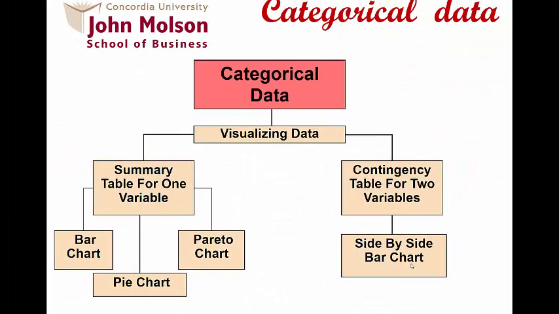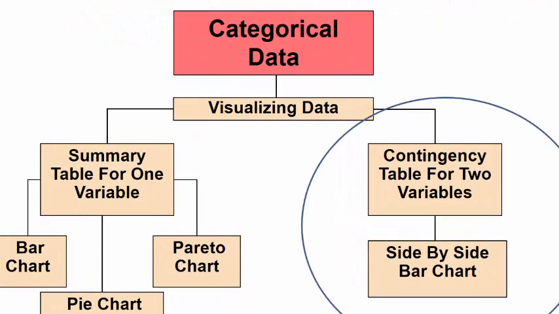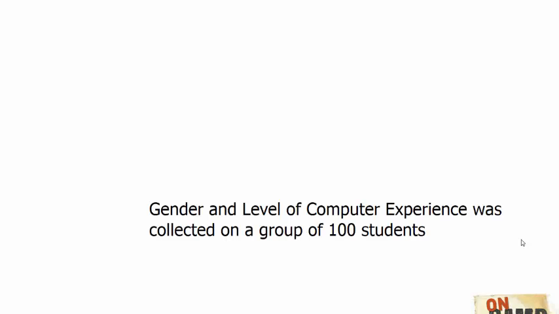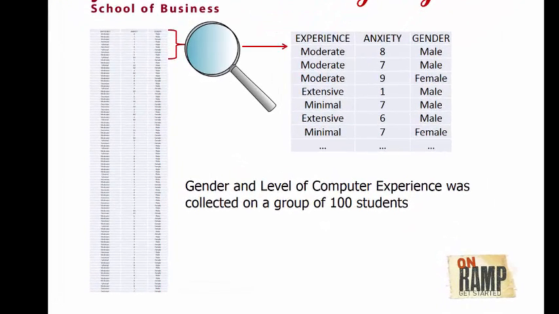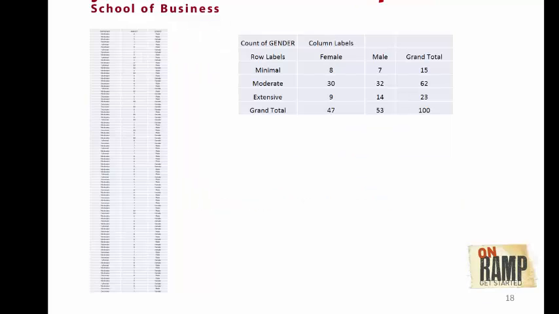Now let's look at categorical data, and this is the second portion, where we will look at two variables. When we have two variables, how will we represent them? So I continue with the gender and level of computer experience that was collected for my 100 students. We have the data like before, and from that I will now use a contingency table. I would like to put them together, so this is when I put gender and experience together.